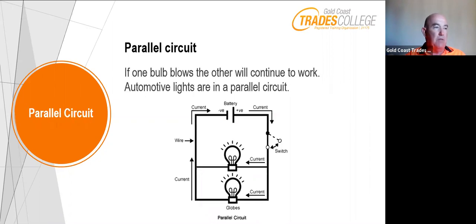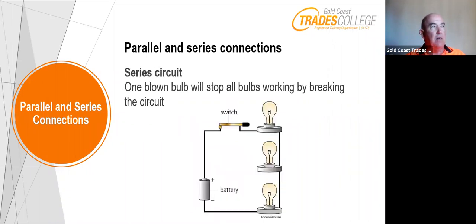In a parallel circuit, if one bulb blows, the other will continue to work. Automotive lights are in parallel circuitry. So if we went back and had a quick look at our series circuit, where we've got the one wire connecting the three lights, if the first, second or third bulb should blow, then the power can't keep flowing around the circuit. It's then open, similar to opening a switch.